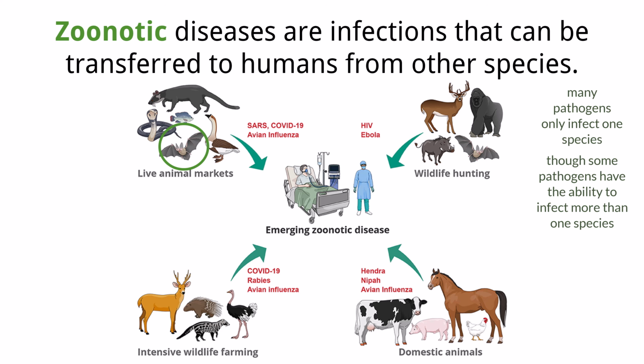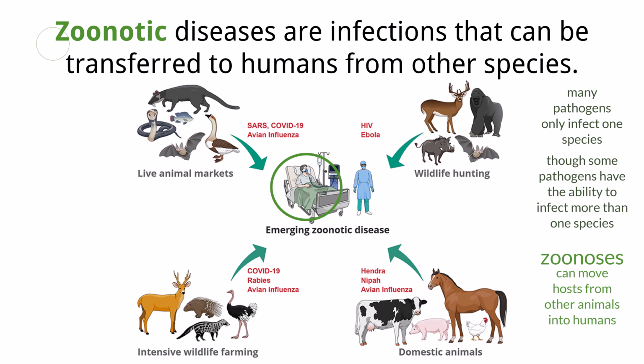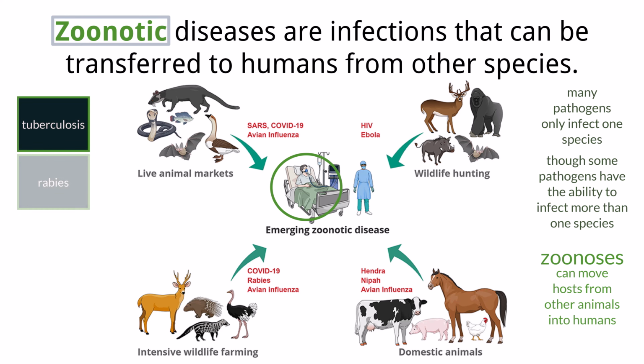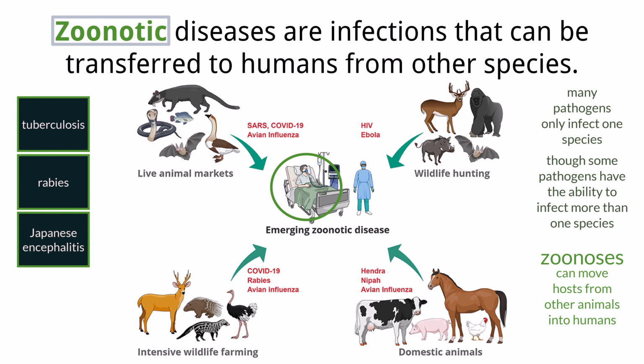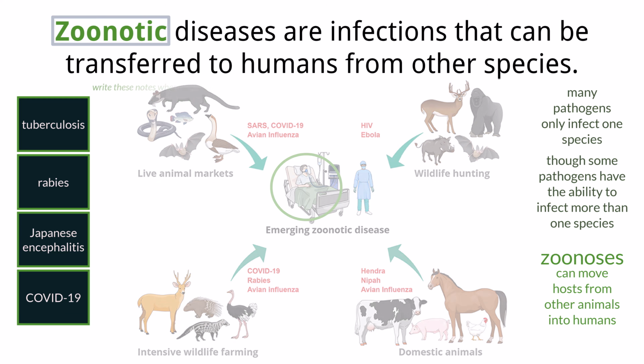Pathogens that can move their way from other animals into humans are classified as zoonoses. There are 4 specific examples of zoonotic infections that you need to know of for the IB exam. The 4 are tuberculosis, rabies, Japanese encephalitis, and more recently, COVID-19. Let's talk about each one individually.